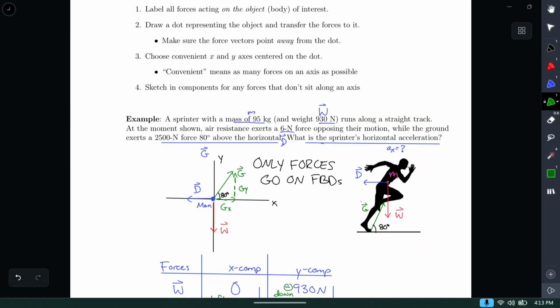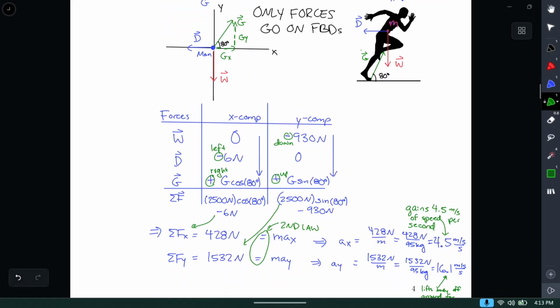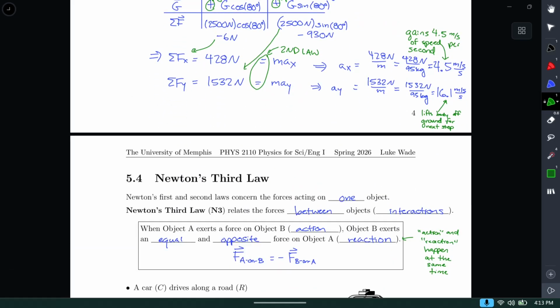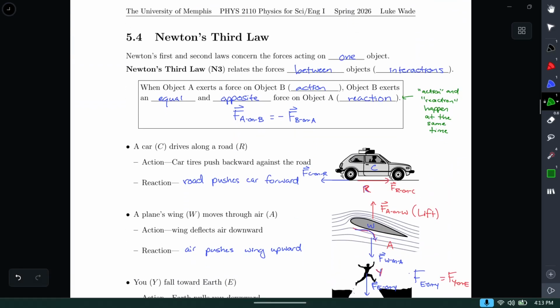Free body diagrams are a way of organizing your thoughts about the object you want to analyze. So you label all the forces acting on the object, and then you define some axes to split them into and focus separately on the x and y pieces. And then this solving process I'll come to here in just a minute after I cover the third law.